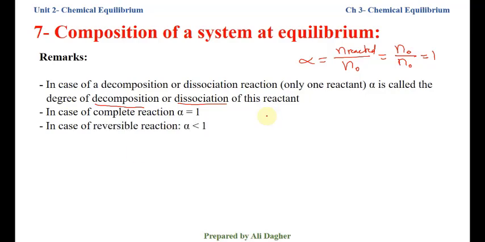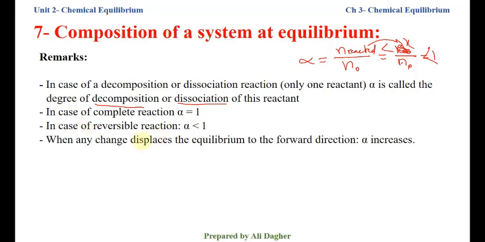While in case of reversible reaction, the number of moles reacted is less than the initial number of moles, then alpha is less than 1. X over N0, where the number of moles of reactant reacted equals X, where X is less than N0, because in a reversible reaction the limiting reactant does not disappear completely at equilibrium. When any change displaces the equilibrium to the forward direction, alpha increases. Alpha is the conversion of a reactant to product.